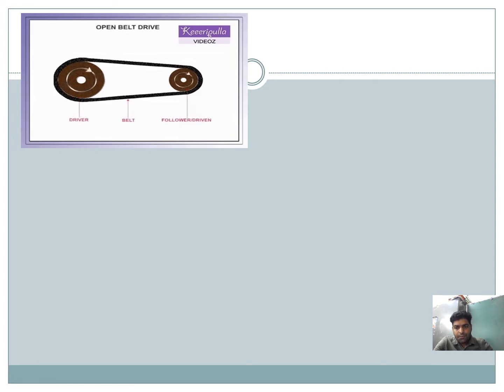The driver pulley pulls the belt from one side and delivers it to the other side. This one is the tension side, or we can call it the lower side, the tight side. That means in the tight side, or the lower side, the tension is more than in the slack side.